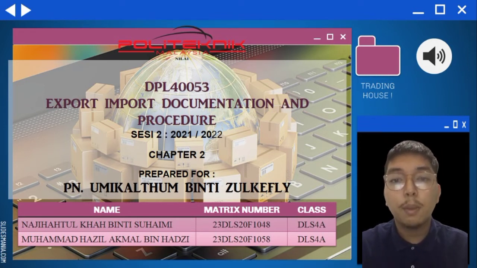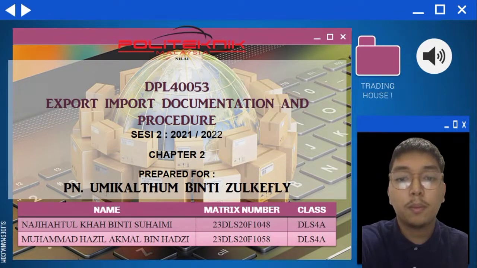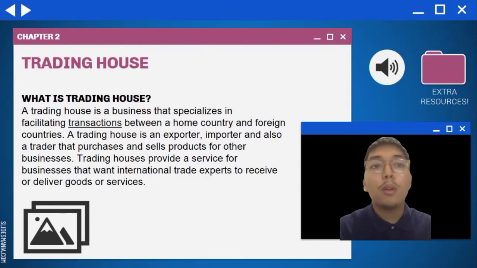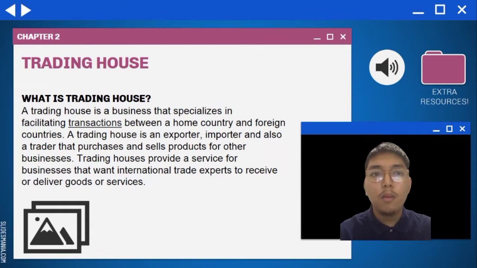Today we are going to explain to you all about the function of a trading house. Before I start, I want to explain about trading house. So, what is a trading house? A trading house is a business that specializes in facilitating transactions between a home country and foreign countries. A trading house is an exporter, importer, and also a trader that purchases and sells products for others' businesses.